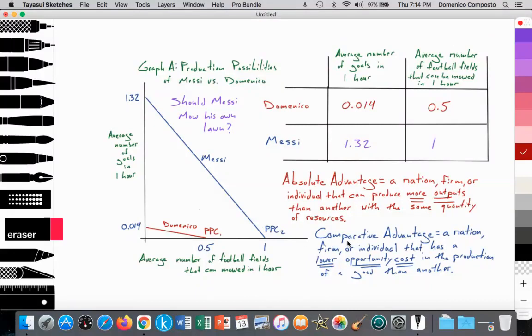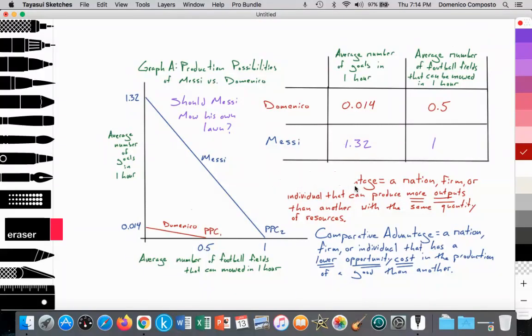Well, then David Ricardo steps in and says, wait a minute, there has to be an opportunity here for both of these individuals to trade. Should Lionel Messi really be spending his time on cutting the grass? We should look at his opportunity cost. So comparative advantage is a nation or a firm or an individual that has a lower opportunity cost in the production of a good than another nation, firm, or individual. And we're going to see that David Ricardo's theory is much more applicable and practical.